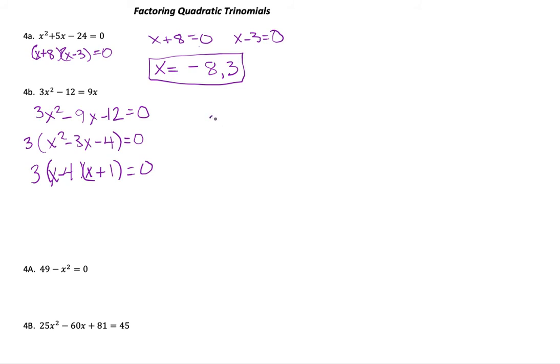So I can set 3 equal to 0, but I think you guys know that's not possible. So I usually just drop that without even thinking about it. But then I have x minus 4 equals 0 and x plus 1 equals 0. So my solutions are going to be a +4 and a -1.